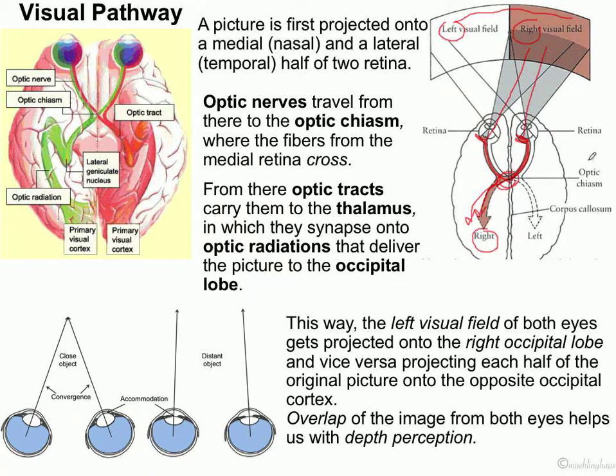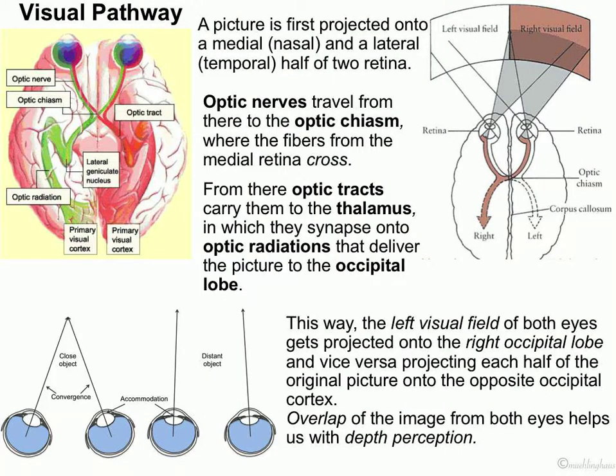So first of all, the crossing is called the optic chiasm. And after the optic chiasm, at that point, let's go up here, the stuff going back to the thalamus, we call that the optic tract. And then from the thalamus into the occipital lobe, we call it the optic radiations. And then we go to the primary visual cortex in the occipital lobe. That's it. Down here it talks about that depth perception. But that's pretty neat, huh?